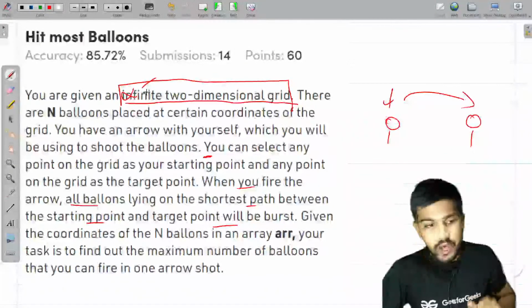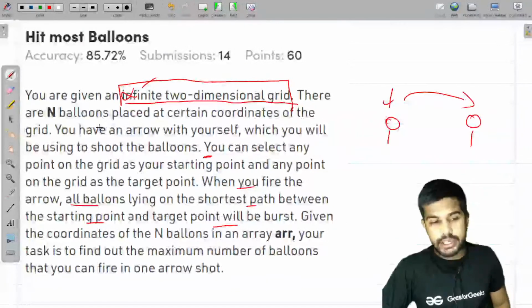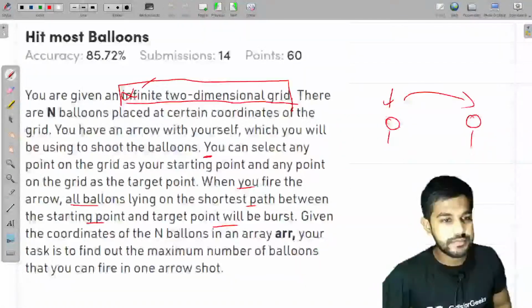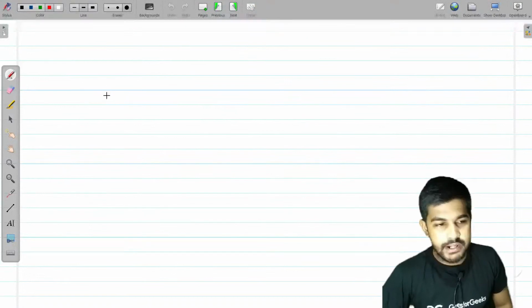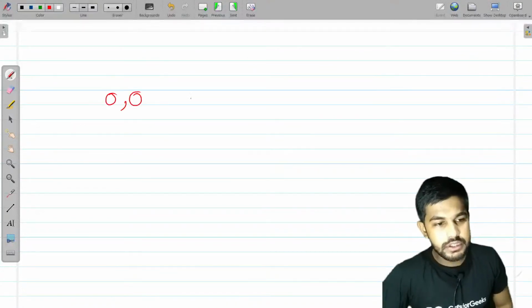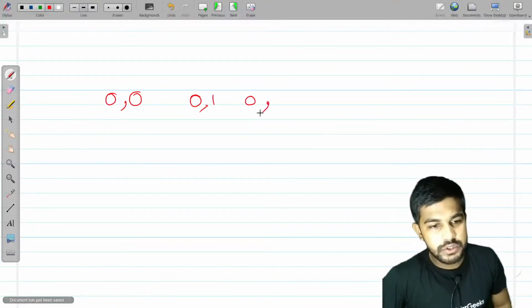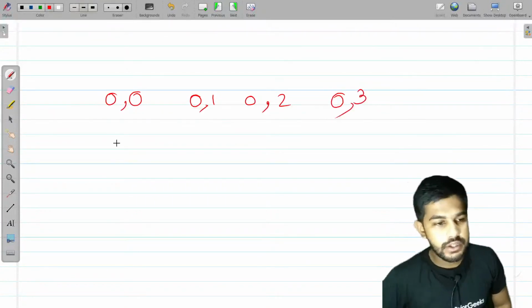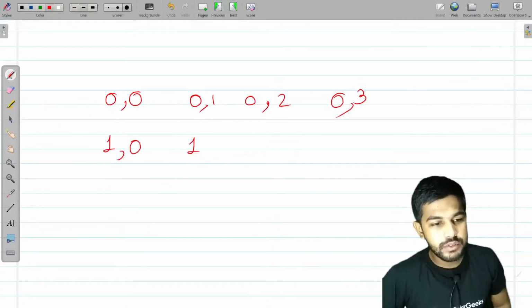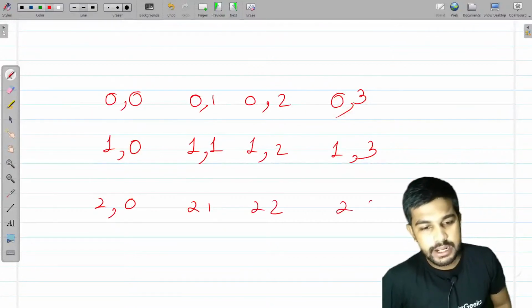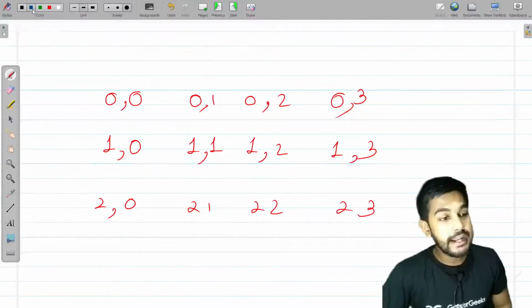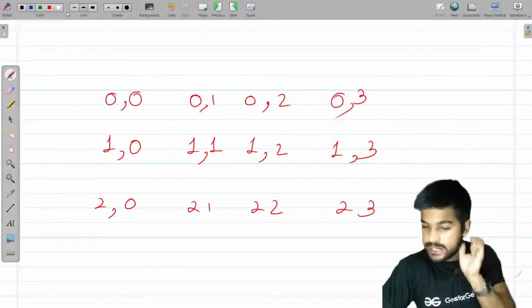Now what I would be doing is, suppose we are given a matrix with cells 0 0, 0 1, 0 2, 0 3, 1 1, 1 2 and 1 3, and then 2 0, 2 1, 2 2 and 2 3. Good to go. Now I would be showing you why it is important.